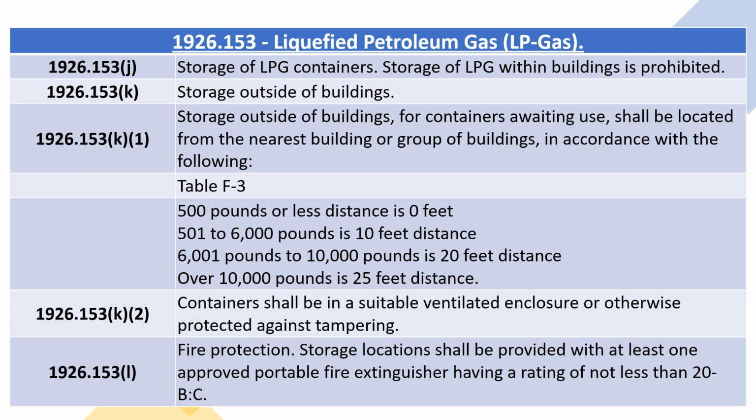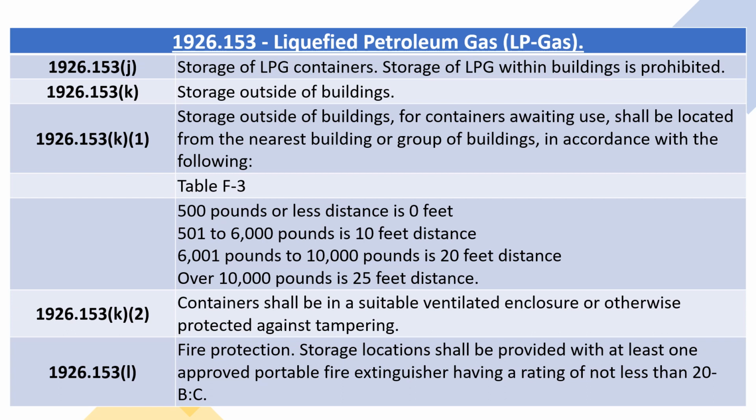Table F-3: 500 pounds or less, distance is 0 feet. 501 to 6,000 pounds is 10 feet. 6,001 pounds to 10,000 pounds is 20 feet. Over 10,000 pounds is 25 feet. 1926.153(k)(2) Containers shall be in a suitable ventilated enclosure or otherwise protected against tampering.